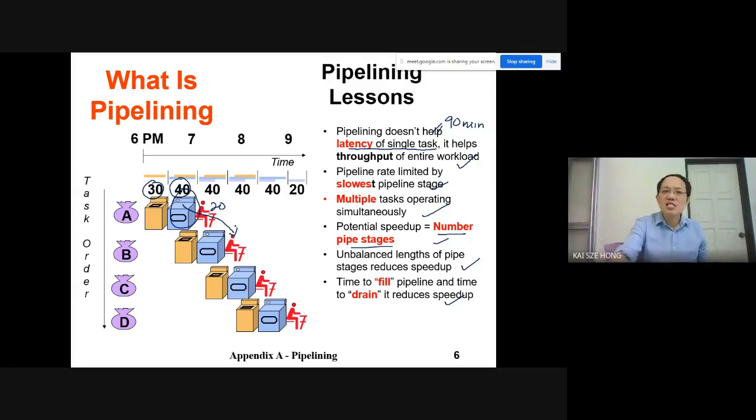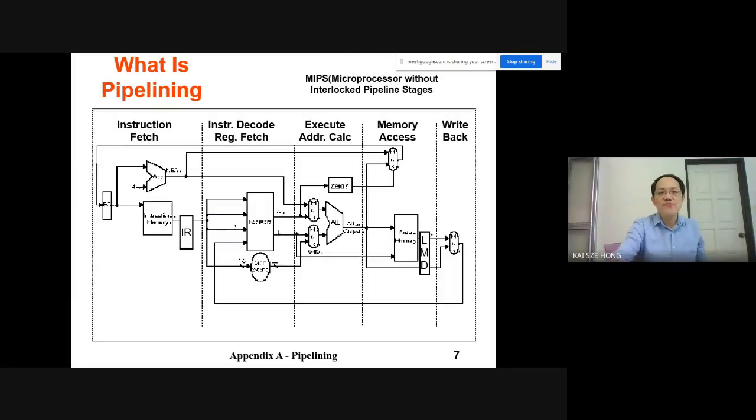So let us go to the computer. This is actually the computer, a very old computer. We call it MIPS. The MIPS computer is very famous for computer students. MIPS stands for microprocessor without interlocked pipeline stages.